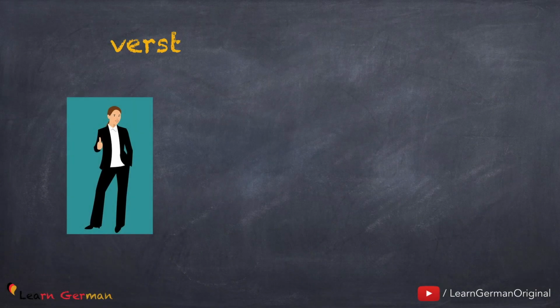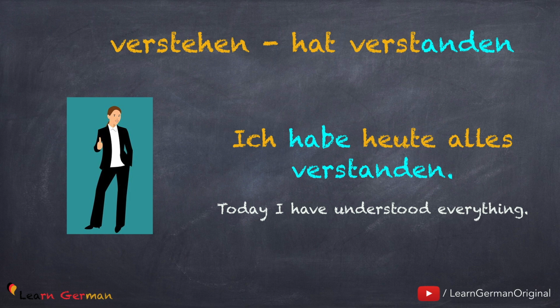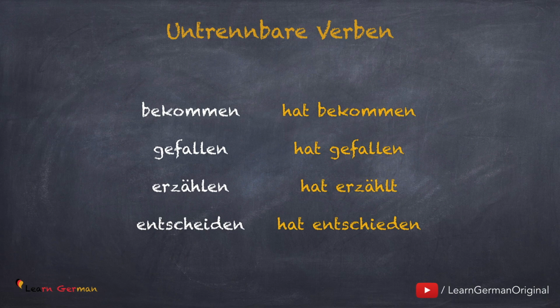The next verb is verstehen, hat verstanden. Stehen is an irregular verb. Hence, verstanden. Ich habe heute alles verstanden. Here are a few other untrennbare Verben which you should know. Bekommen, hat bekommen. Gefallen, hat gefallen. Erzählen, hat erzählt. Entscheiden, hat entschieden. We would advise you to make a list of all the verbs that you have learned in the last two chapters and in this chapter, along with their perfect form, and learn them. With time, you will get a command over the perfect forms.